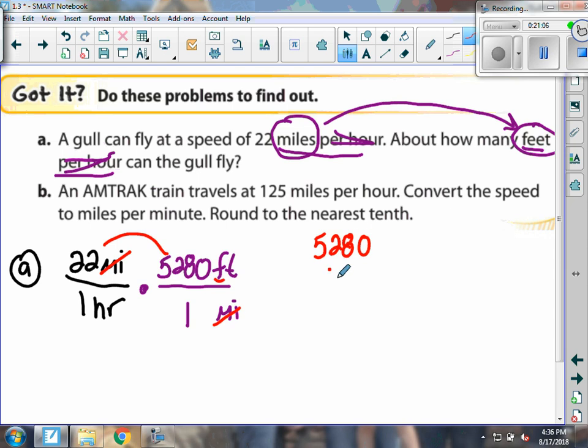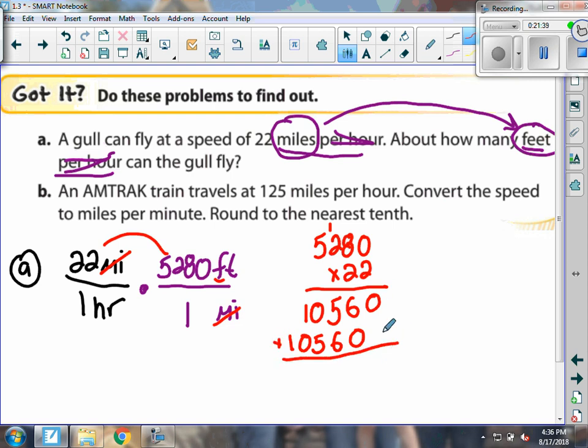So I'm going to multiply 5,280 times 22. 2 times 0 is 0. 2 times 8 is 16. 2 times 2 is 4, plus 1 is 5. And 2 times 5 is 10. 2 times 0 is 0. 2 times 8 is 16. 2 times 2 is 4, plus 1 is 5. And 2 times 5 is 10.